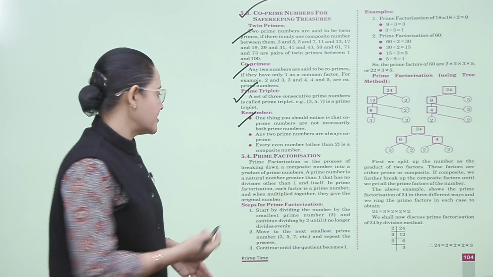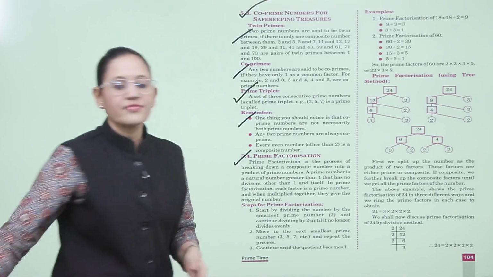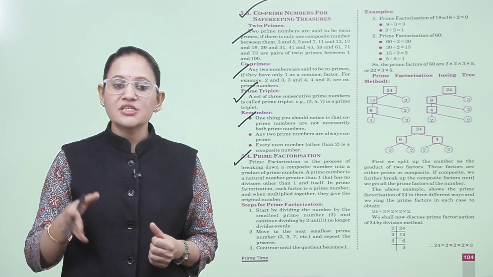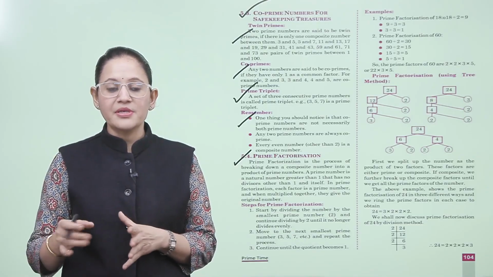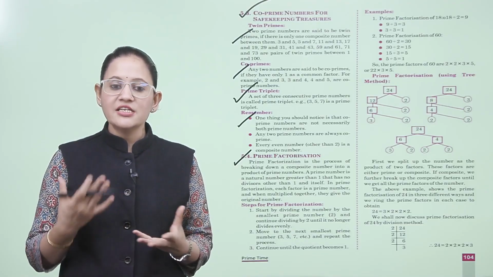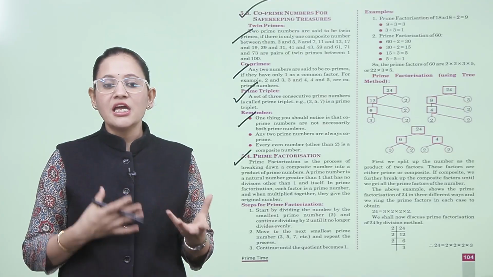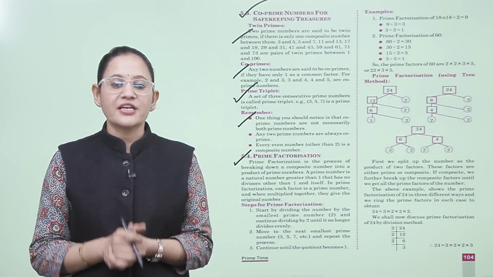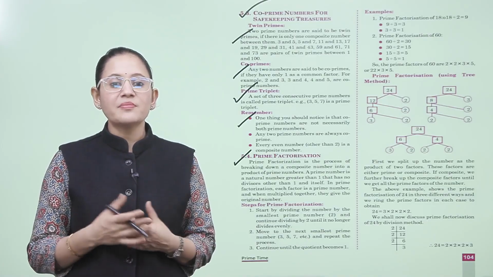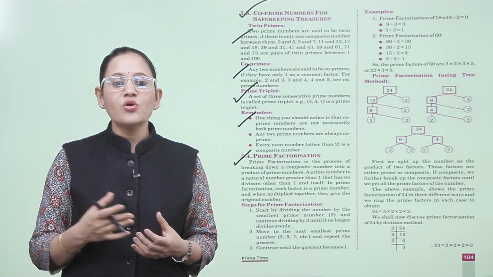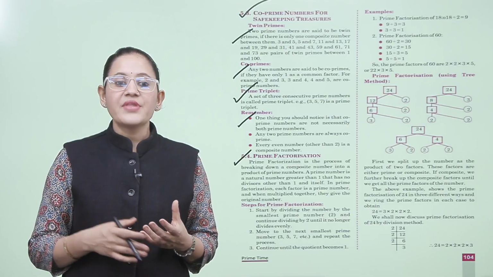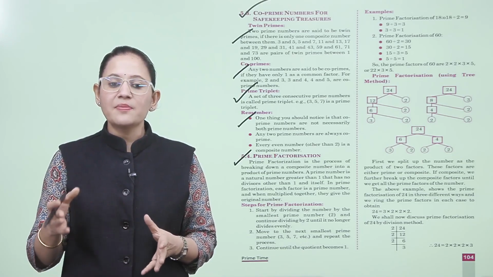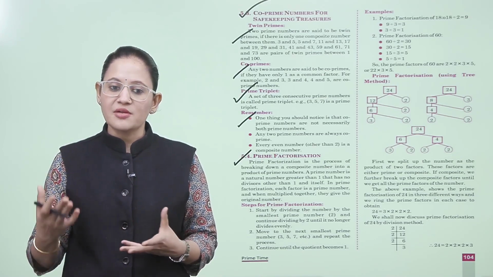Next is prime factorization. Prime factorization is a process of breaking down a composite number into a product of prime numbers. So whenever we write any composite number as a product of prime numbers, that is called prime factorization. A prime number is a natural number greater than 1 that has no divisor other than 1 and itself. In prime factorization, each factor is a prime number, and when multiplied together, they give the original number.